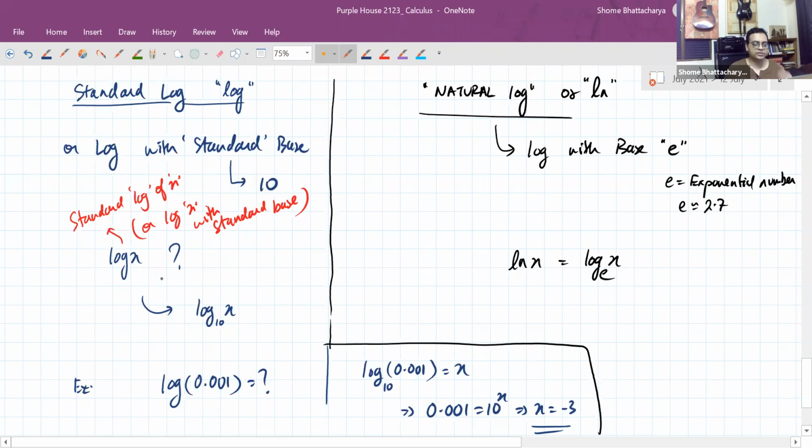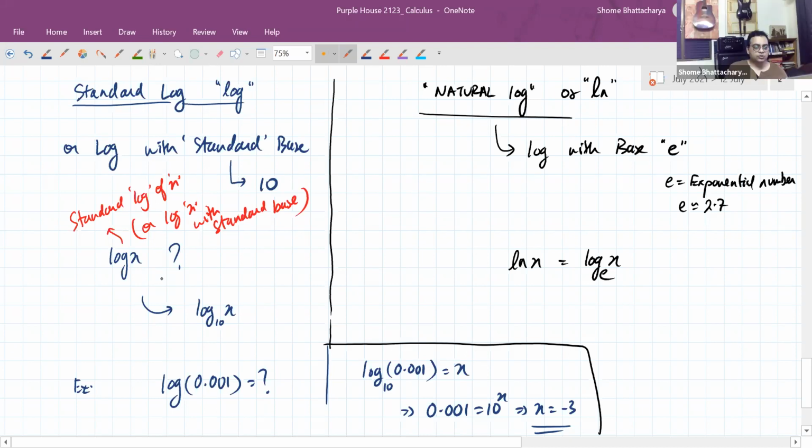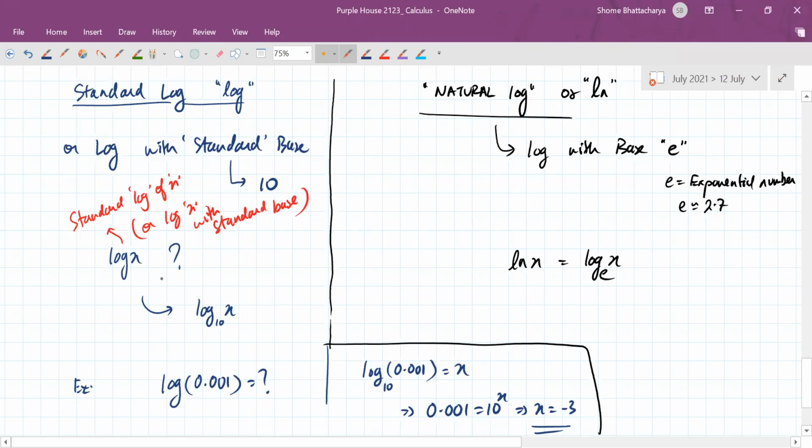Log x without any base specified means that we are using the standard base of 10. Whereas ln x means that we are using the natural base, and the natural base is the exponential. Sir, if there is no base, we have to take base as 10, no? If there is no base and the spelling is log, then we have to take it as the standard base. But if the spelling is ln, then we have to take the natural base. Understood? No?